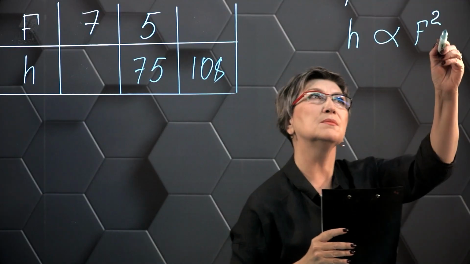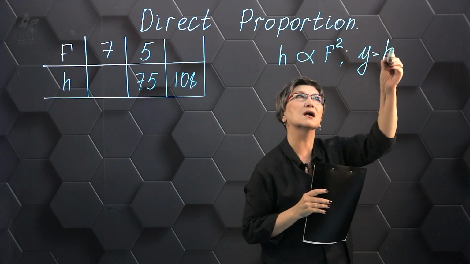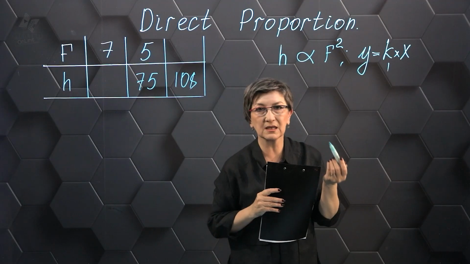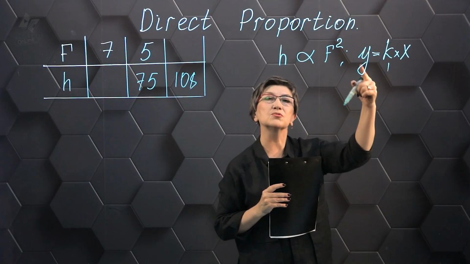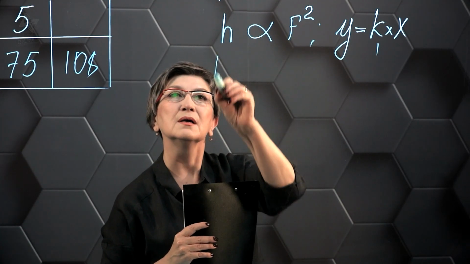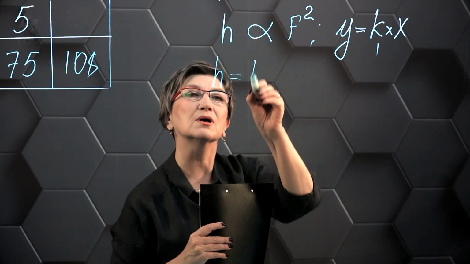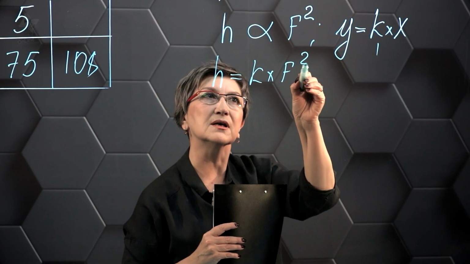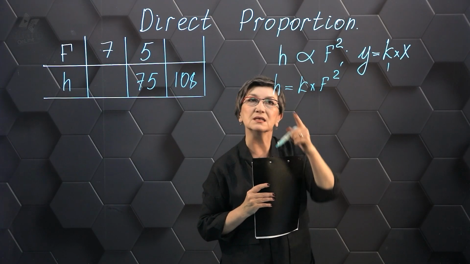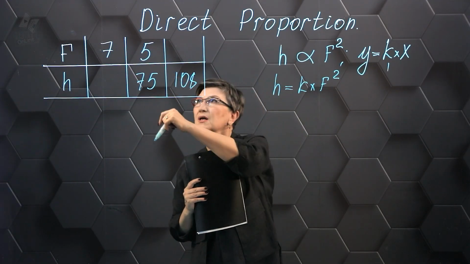Recall that if we're talking about directly proportional quantities, it's generally written as y equals k times x, where k is the coefficient of proportionality. Well, now using this notation, we move on to our quantities h and f. Then, if h is directly proportional to the square of f, then h will equal k times f squared. I write down the expression that defines direct proportionality, and then you will find it very easy to work with our numbers. Let's move on to our data.